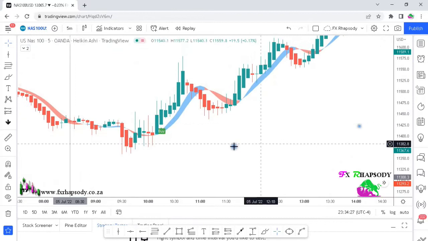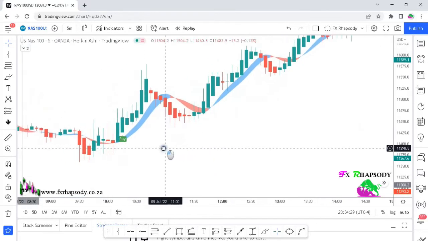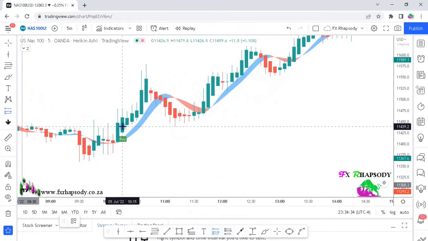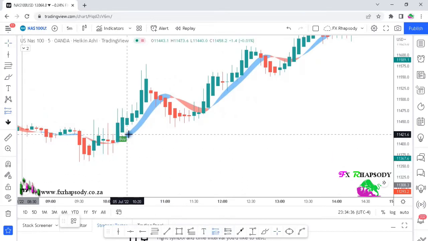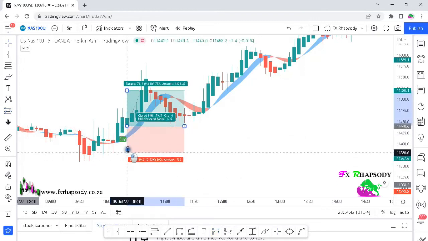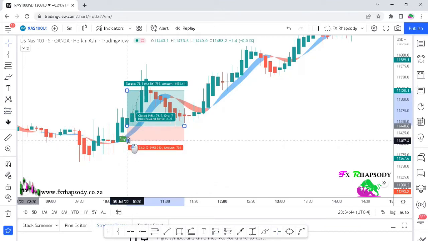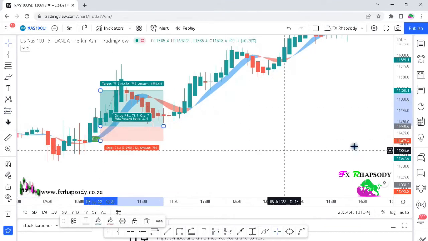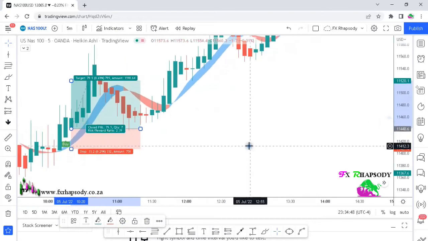Okay, because how it works is when you place your buy signal, I just wanted to show you. So as soon as a buy signal appears and it's above the blue, you want to enter your trade. And then your stop loss will be just below the band. Okay, so that is your risk that you're going to be placing.